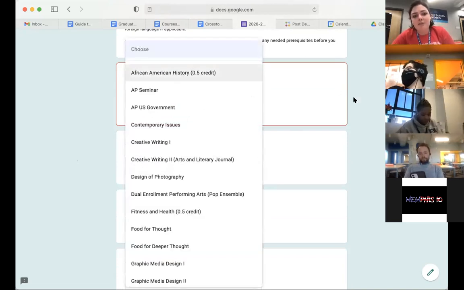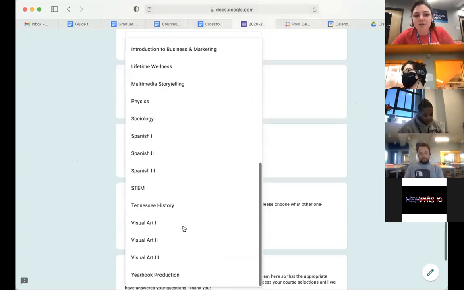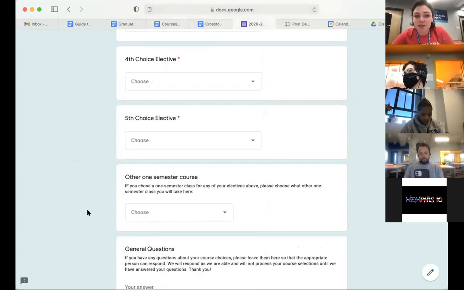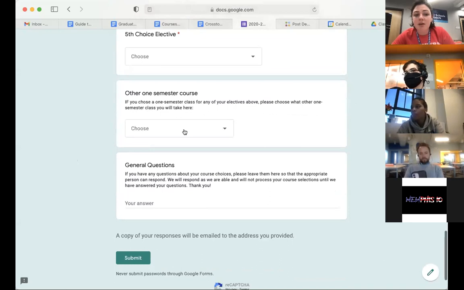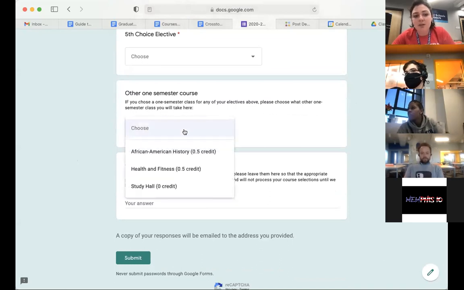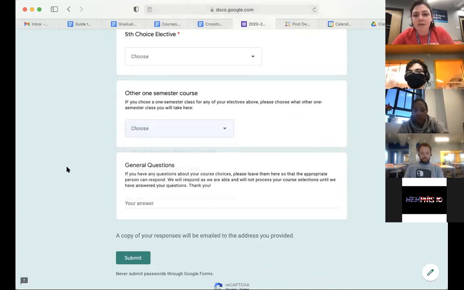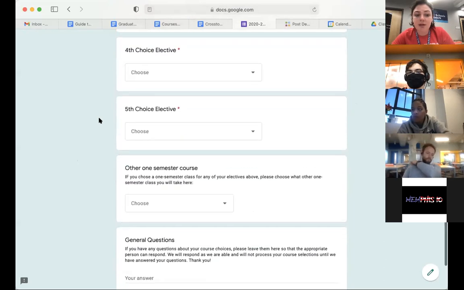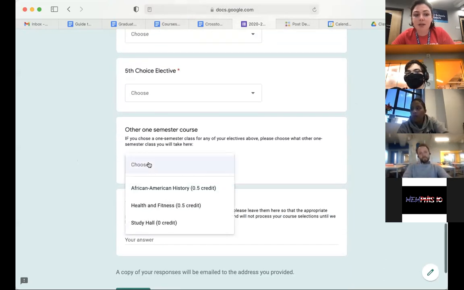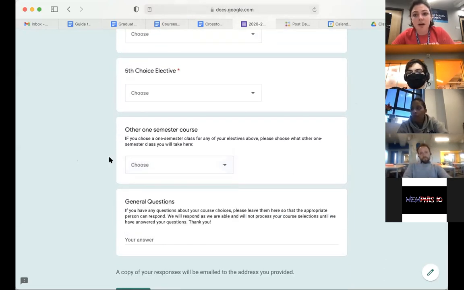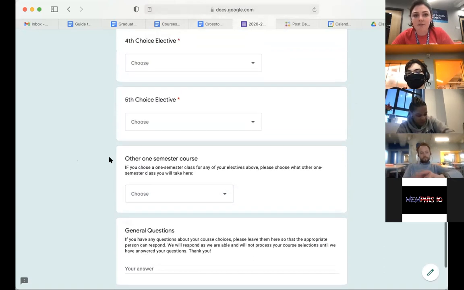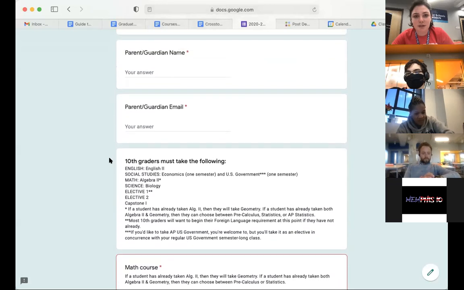Now, for any of your others, you can go through the elective course catalog and choose whichever ones you'd like. There are a couple of 1 semester courses, the African American history credit and health and fitness. If you take one of those, the other semester will be a study hall. That's just what is available to you guys as rising 10th graders.